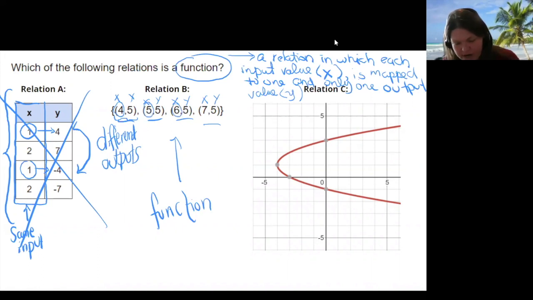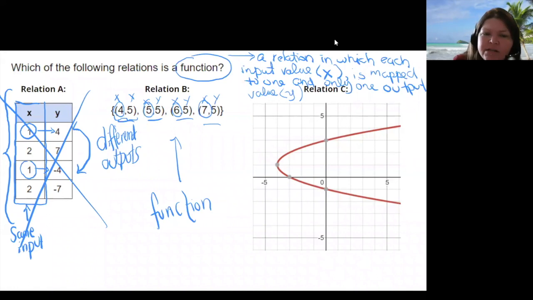Now, this is where I say that we have a double standard, Stephen. A lot of people be like, but look at the repeating y's. That nobody cares. It's not the y's that matter. It's if the same x is paired with more than one y. Okay, so then let's look at relation C.